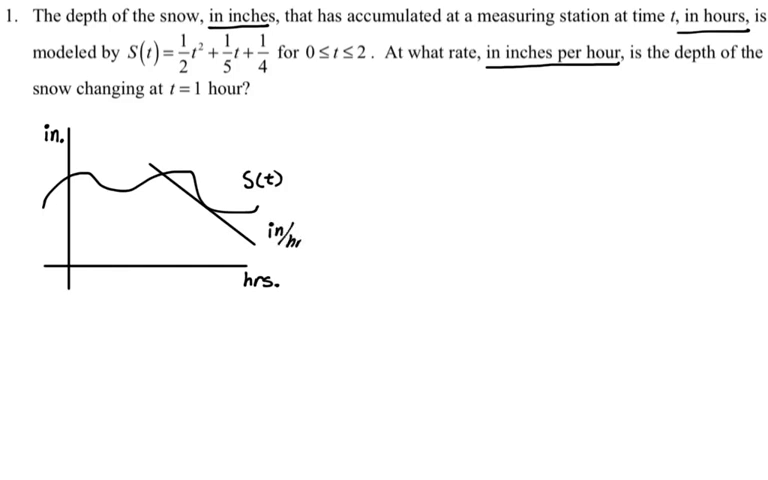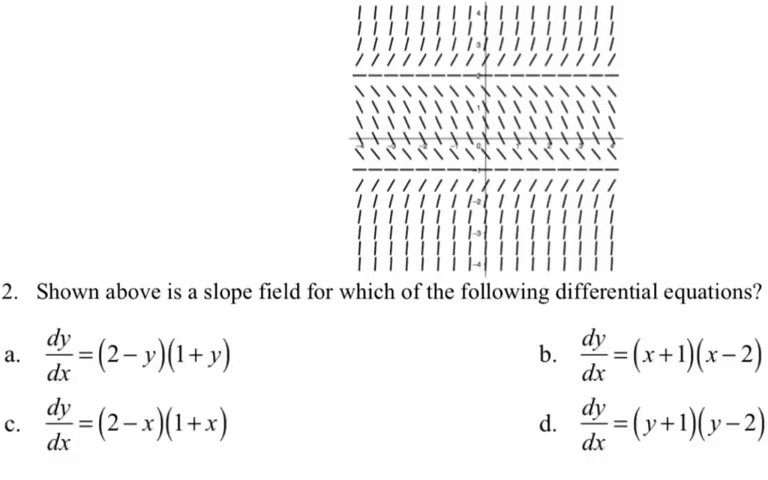This will be in inches per hour, and s prime of t is going to be just power rule your way through this, and then we're looking for s prime of 1. So that's going to be 1 plus 1/5, which is definitely 6/5, and that's in inches per hour. And so that's our answer. All right, let's take a look at the next one.